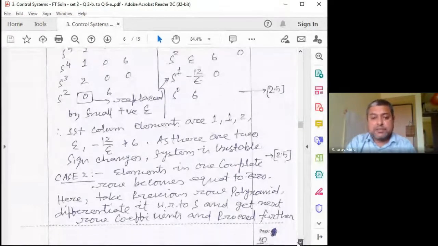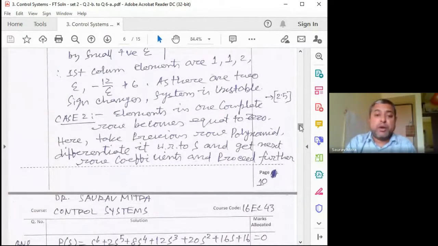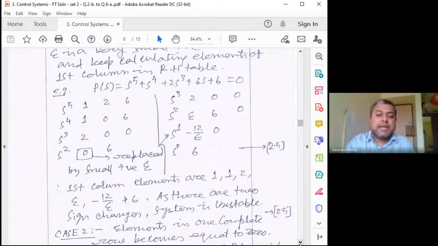And what is the last case? I'll just tell you the problem, I'll not show the remedy. The problem is if one first row element becomes 0. We are applying the Routh-Hurwitz criterion, taking the bottom left, top right, and all those things. Then the problem is, if the first row element becomes 0, how to proceed? Instead of 0, we have to assume a very small positive number, epsilon, and proceed. Finally, we have to check the same thing: how many sign changes are there in the first column? The number of sign changes is equal to the number of poles in the right hand side of the S plane.